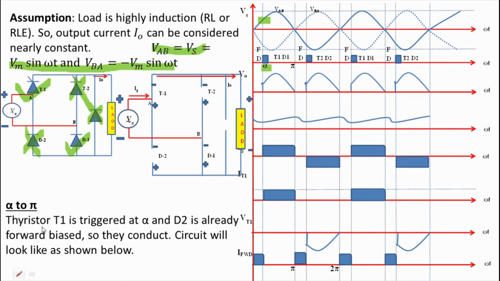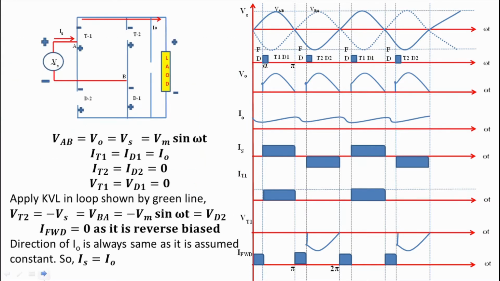Apply KVL in this loop. We get V0 equals VAB equals Vm sin omega t, and the current through T1 and D1 is also I0. So we can write IT1 equals ID1 and that is equal to I0, and due to conduction Vt1 equals Vd1 and that is equal to 0. It means the drop across T1 and D1 will be equal to 0, while D2 and T2 both are open circuit.